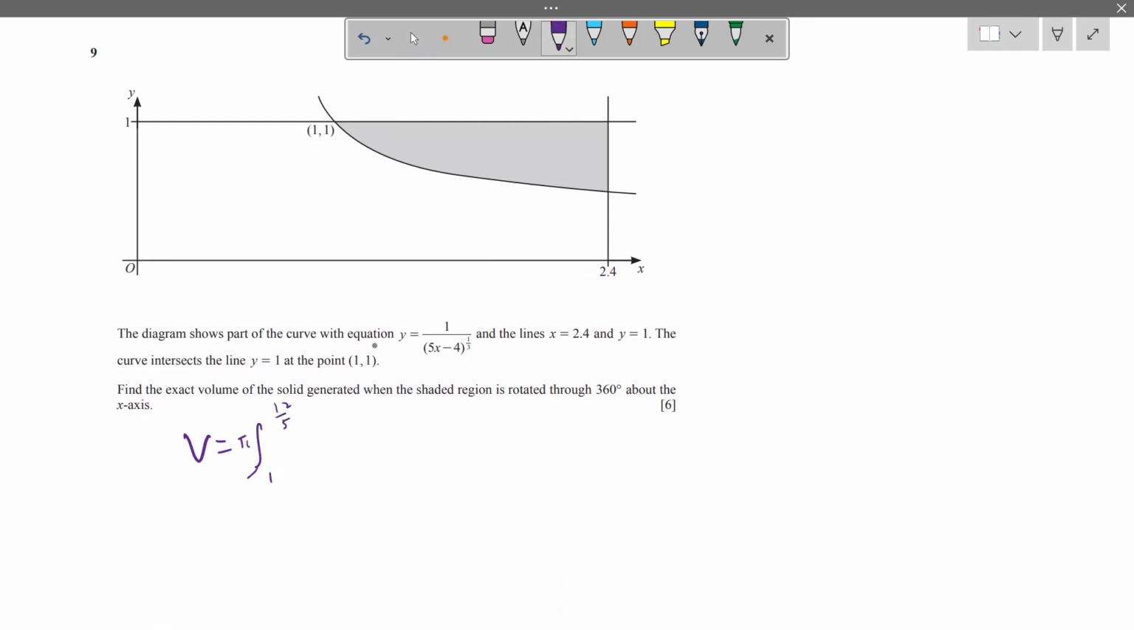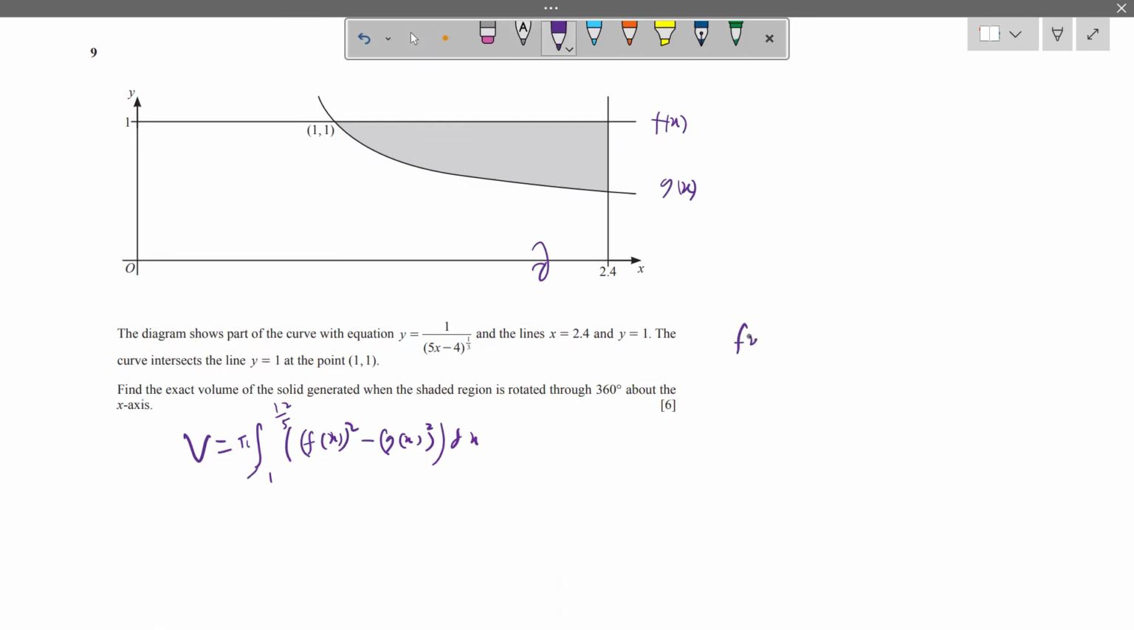And then here, notice that because you're rotating this about the x-axis, you have to treat two functions to be f(x) and g(x). So f(x) here and g(x) is here. So the upper function, the function that will be further away from the x-axis, is going to be f(x). So the volume is pi times the integral of f(x) squared minus g(x) squared dx.